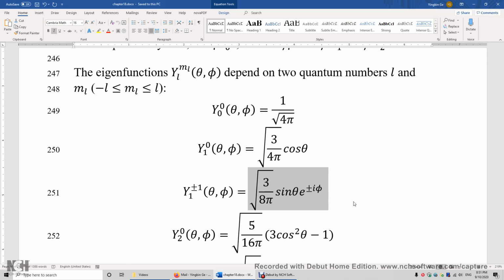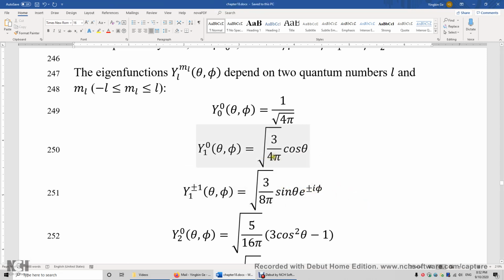But we can do a linear combination of these two functions. Remember, e to the power of plus i phi and e to the power of negative i phi can be used to make sine phi and cosine phi. In this case, sine theta times sine phi is going to be y. Sine theta times cosine phi is going to be x. So you're looking at the linear combinations of x over r and y over r here. And this is z over r.